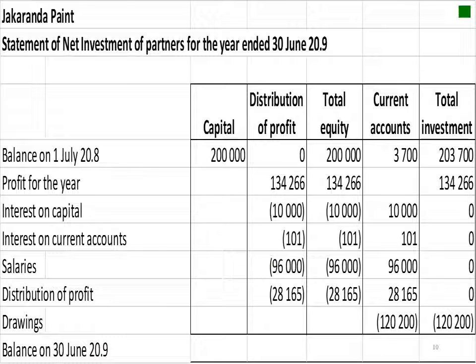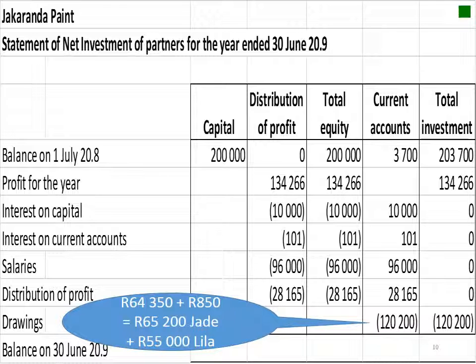Then finally the drawings. They give us the amount of the drawings for each partner. We add the two amounts together, but we also have to add for Jade the 850 for the furniture that Jade took. So that's an additional amount of drawings. So we add those two amounts together and it gets deducted from the current account. So remember I said to you, a bracket means it's a debit. So the drawings are payments we've already made to the partners, and it therefore reduces the amounts that we owed them according to the current accounts.